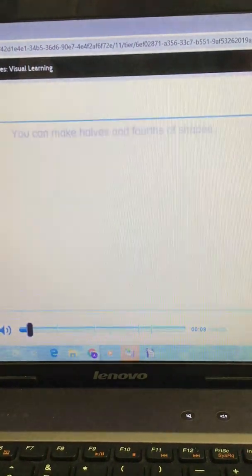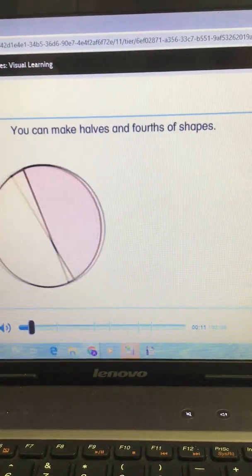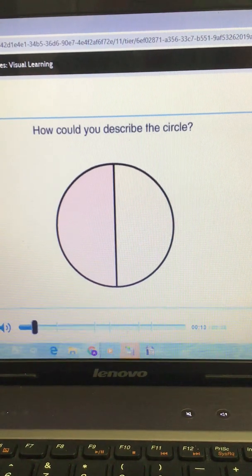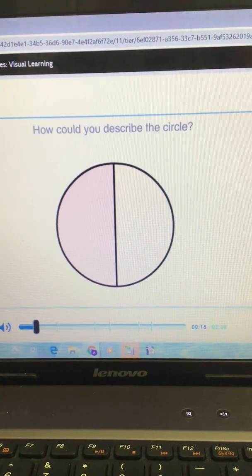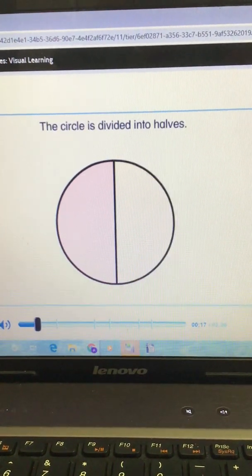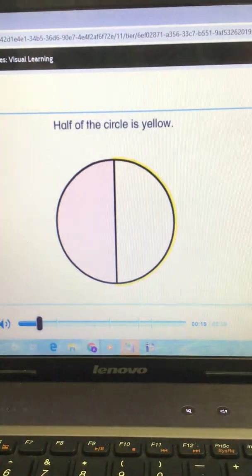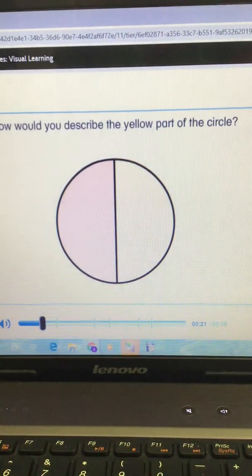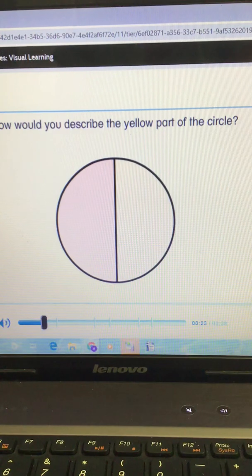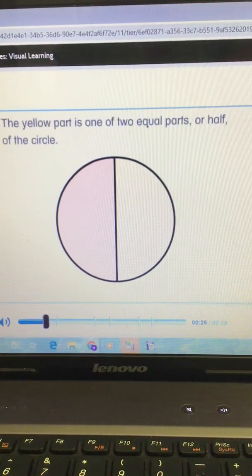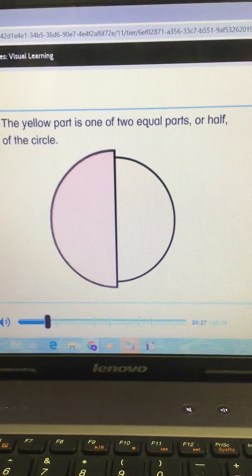You can make halves and fourths of shapes. How could you describe the circle? The circle is divided into halves. Half of the circle is yellow. How would you describe the yellow part of the circle? The yellow part is one of 2 equal parts, or half of the circle.